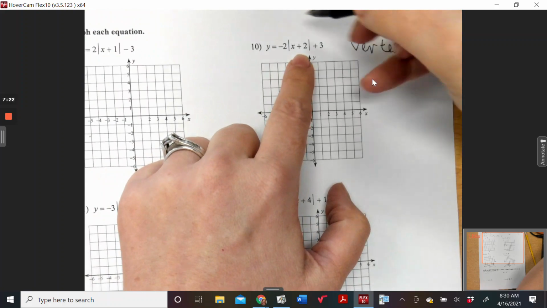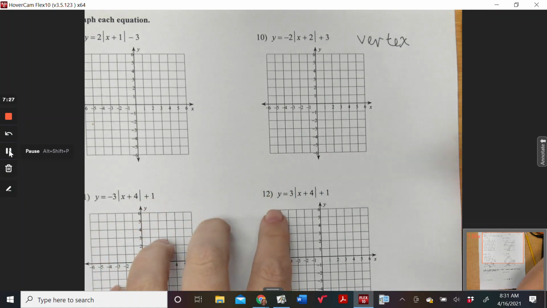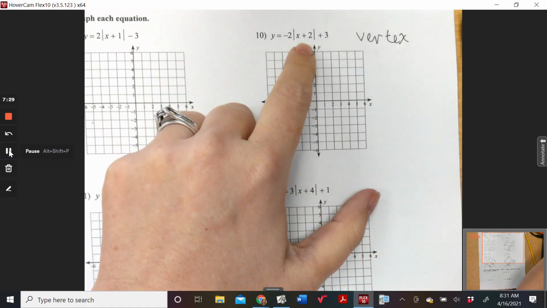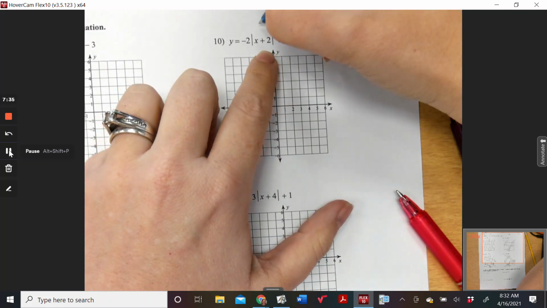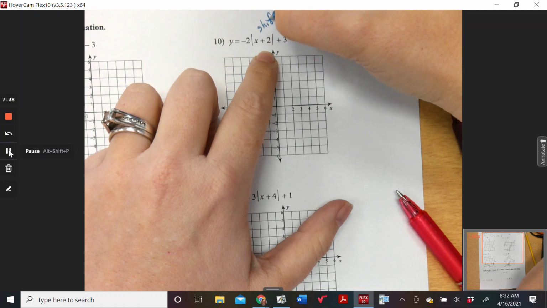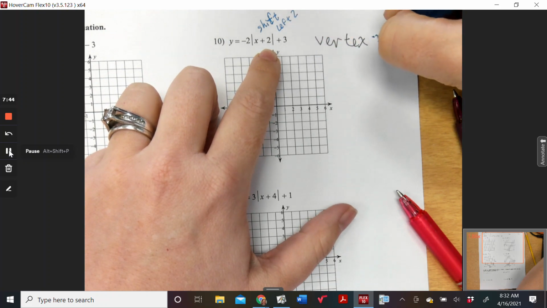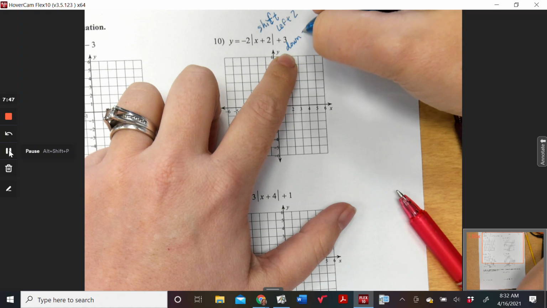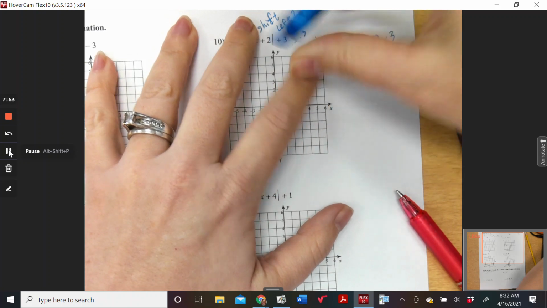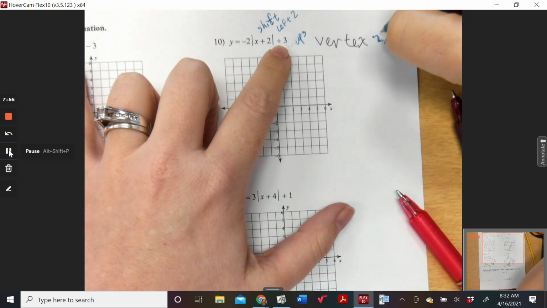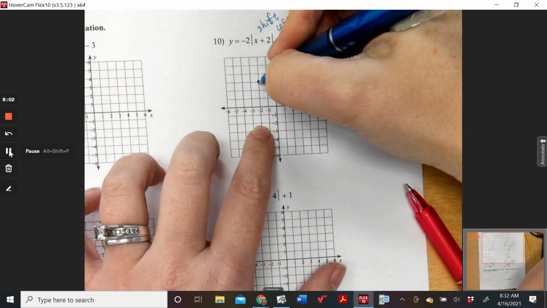So anyway, we're identifying the vertex. This has been shifted. Now the numbers 2 and 3 are involved in my vertex. It's been shifted left 2, making this 2 negative. It's been shifted up 3 because that's positive. And so it's going to be negative 2, positive 3.